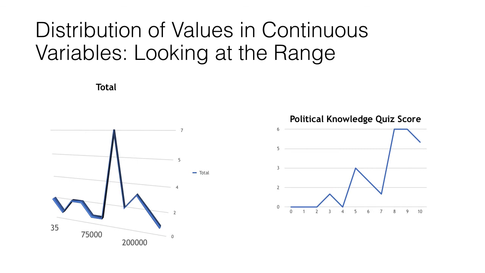How do we calculate the range? Well, it's the highest value minus the lowest value. In this case, it would be 1 million minus 35, which is 999,965. That would be the range. And when it comes to the political knowledge quiz score, we can see that the range goes from 10 out of 10 to 3 out of 10. Nobody got less than 3 out of 10. Right. So in that case, the range would be 10 minus 3, which would be a range of 7.